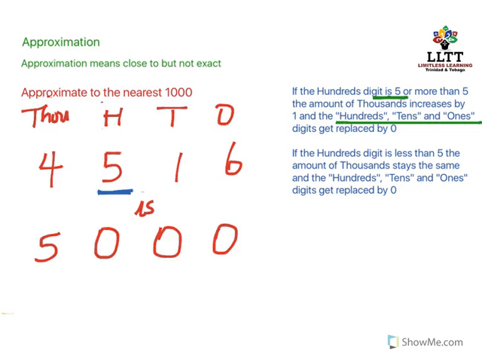Simple enough. So again, these are the same rules that we've been using for 10, hundreds, and now thousands. The only thing that changes is the digit that you look at. So for nearest 10, you looked at the ones digit. For the nearest 100, you looked at the tens digit. For the nearest 1,000, you're looking at the hundreds digit. So let's try one that's a little more challenging. This is going to be a really good challenging example.